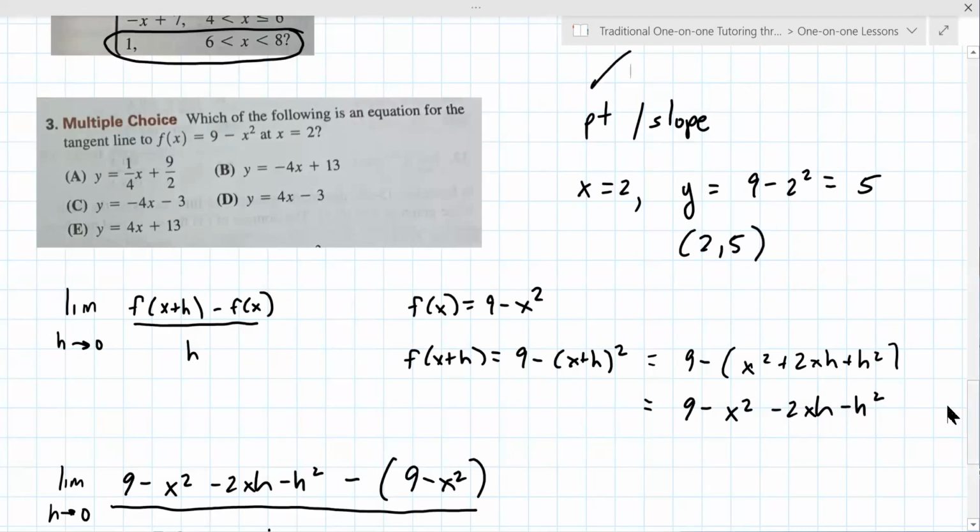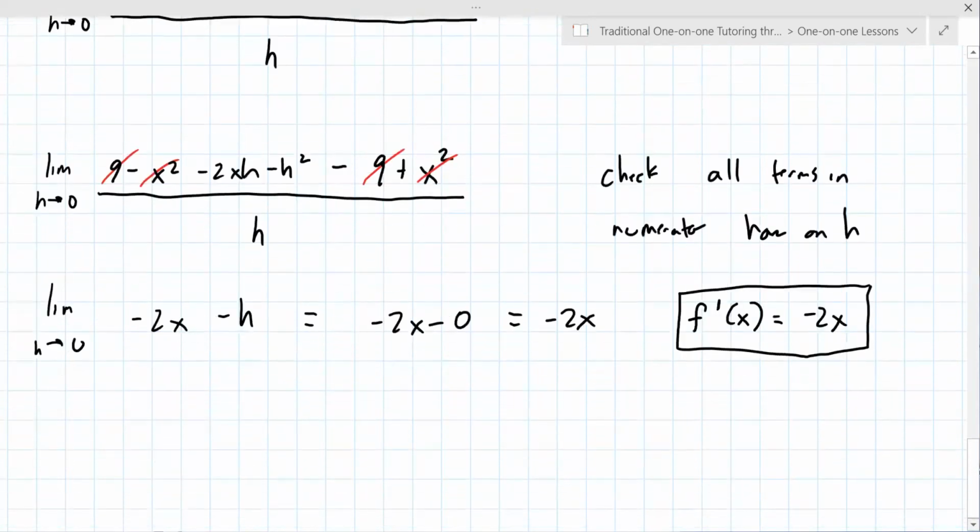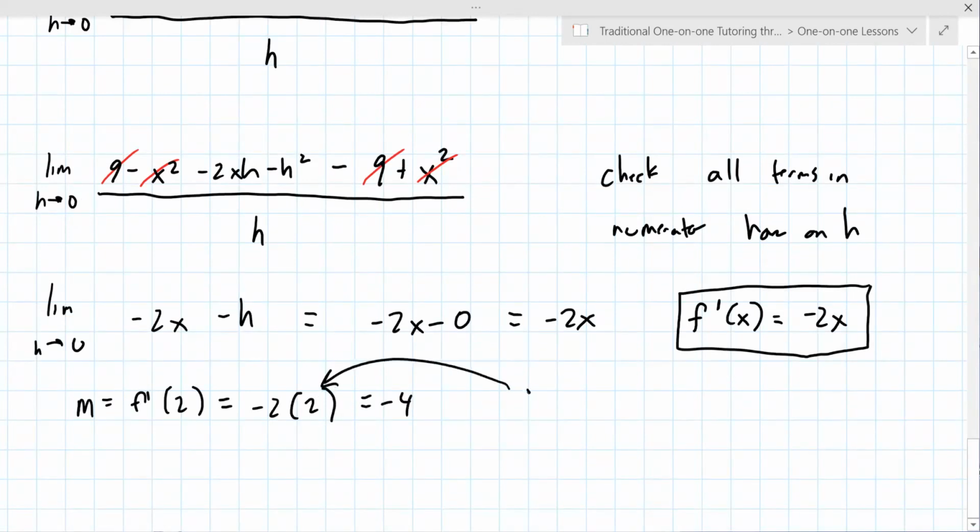The slope you get from the derivative. So see how you have a derivative? This is a derivative function. The slope is the derivative at a point. So it's minus 2 times 2, minus 4, because that was the x value you're given. But that's not the normal slope formula. Right, but we're not done yet.